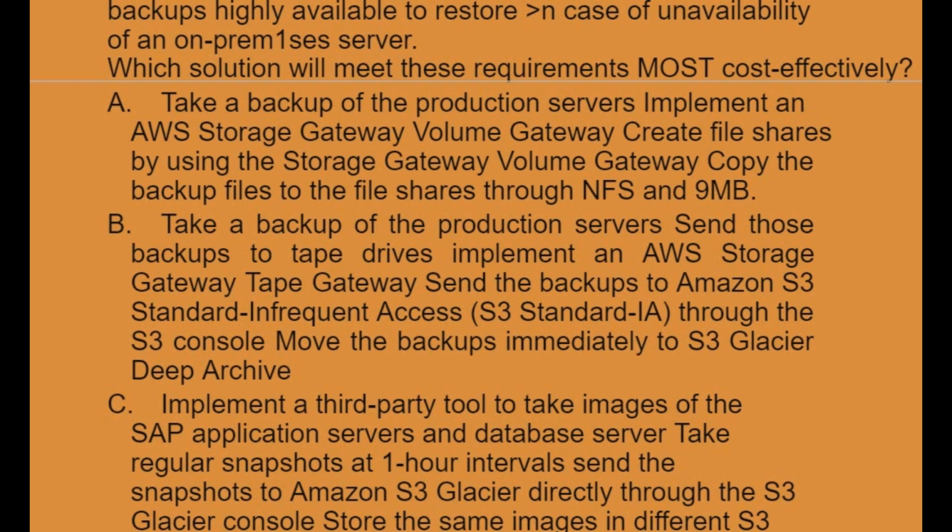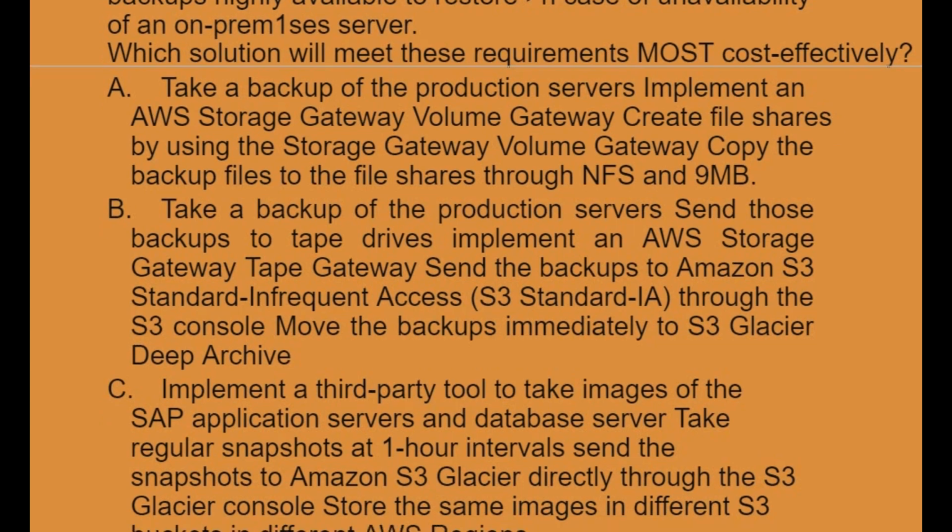Option B, take a backup of the production servers, send those backups to tape drives, implement an AWS Storage Gateway, Tape Gateway, send the backups to Amazon S3 Standard Infrequent Access (S3 Standard-IA) through the S3 console. Move the backups immediately to S3 Glacier Deep Archive.